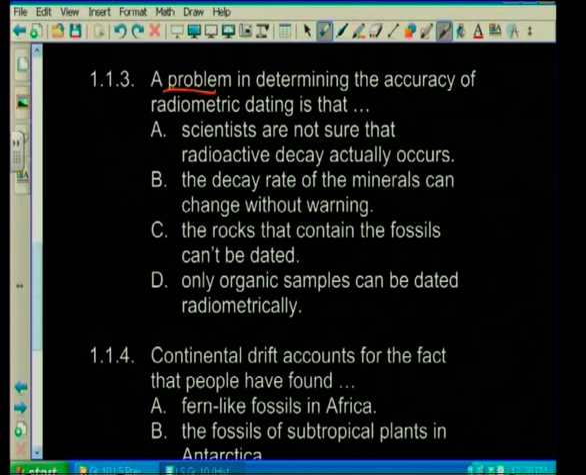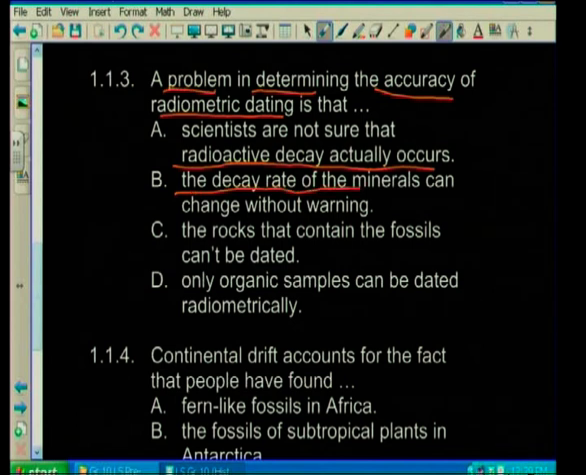A problem in determining the accuracy of radiometric dating. So we're looking for a problem in determining radiometric dating. For radiometric dating to be accurate, what would cause a problem? Scientists are not sure, so that can't be a problem if they're not sure that the radioactive decay actually occurs. The decay rate of the minerals can change without warning. Right, that cannot be a proper problem in determining the radiometric dating.